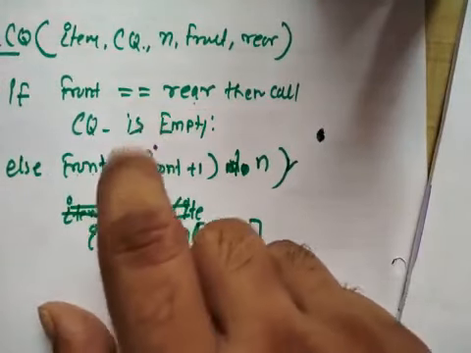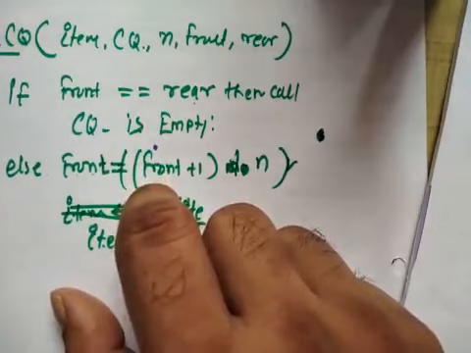So these two problems we are going to overcome in a circular queue with a tag in the upcoming lecture.